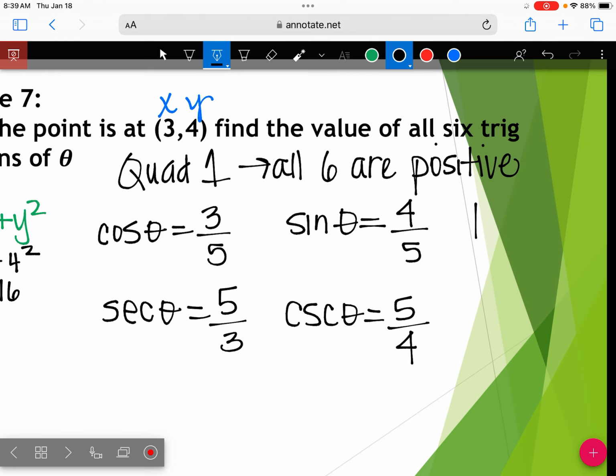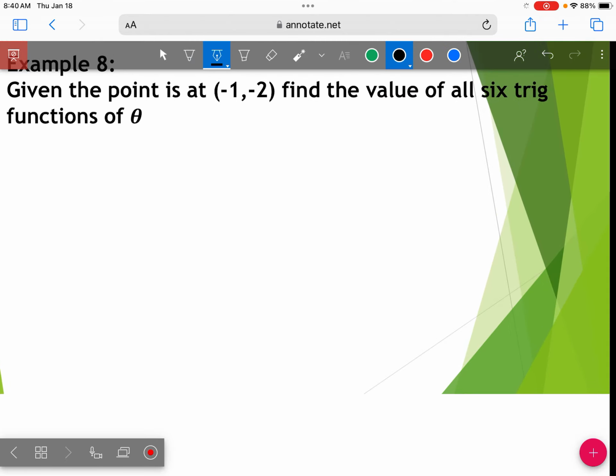And then we have our tangent. Tangent is y over x. So that would be 4/3. And the sister to tangent is cotangent. And that would be 3/4. All right. We have one more example. I'm going to kind of push you through because I do want to give you all a chance to do the unit circle. Any question over example 7? Is that the same with negative? Yes. All right, let's go ahead and copy down example 8.